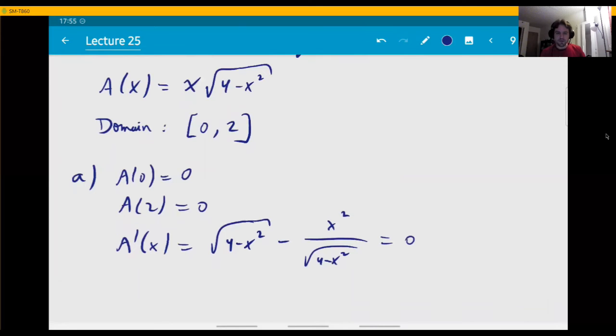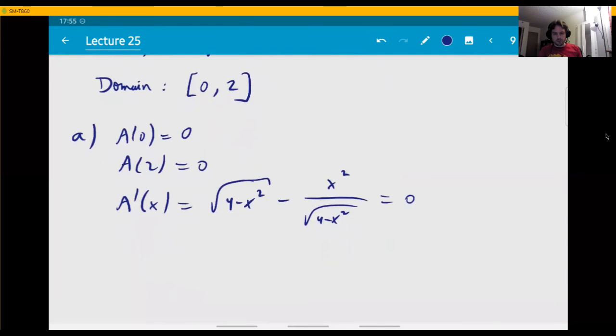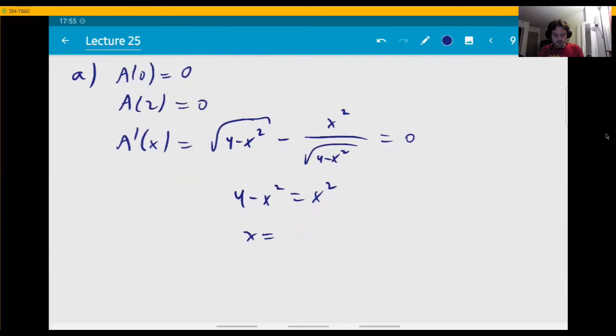Where does that equal 0? To find critical points, solve this equation. You move the fraction to the other side and then cross multiply to bring these square roots together. You're going to get 4 minus x squared equals x squared. And you solve this as x equals root 2. Only the positive solution, again, because x is positive. By the way, there is also a point where A prime does not exist if this square root in the denominator is 0, but that would be x equals 2. That's already being considered here anyway, so we don't really care about that. In terms of critical points, this is the only one that we care about.